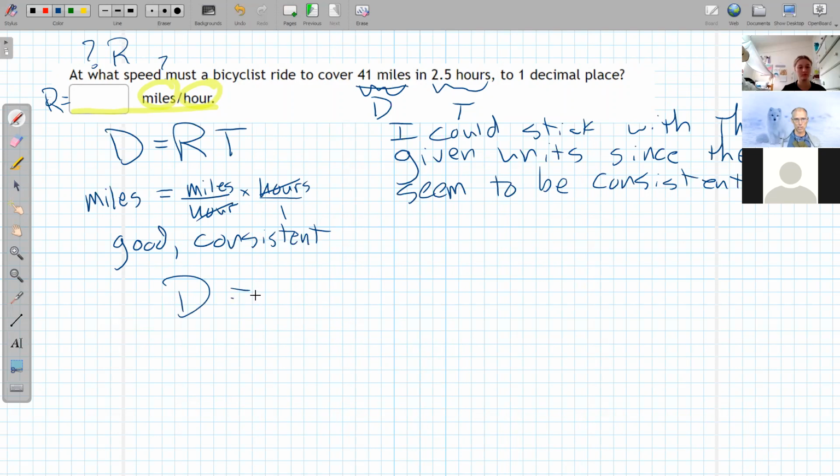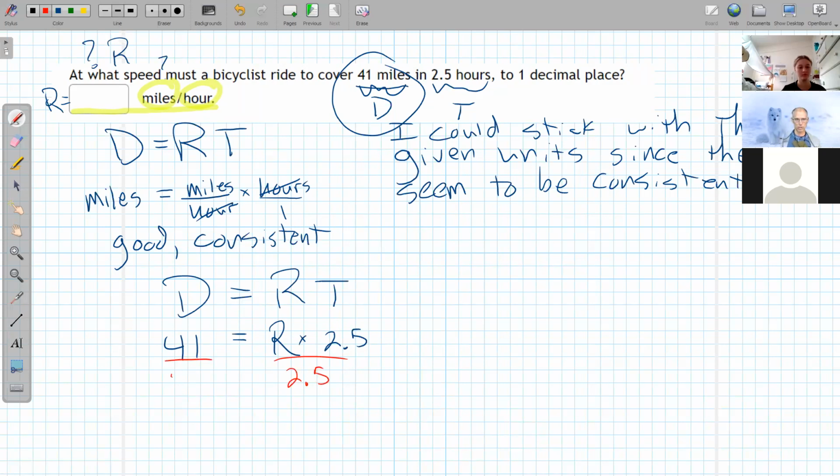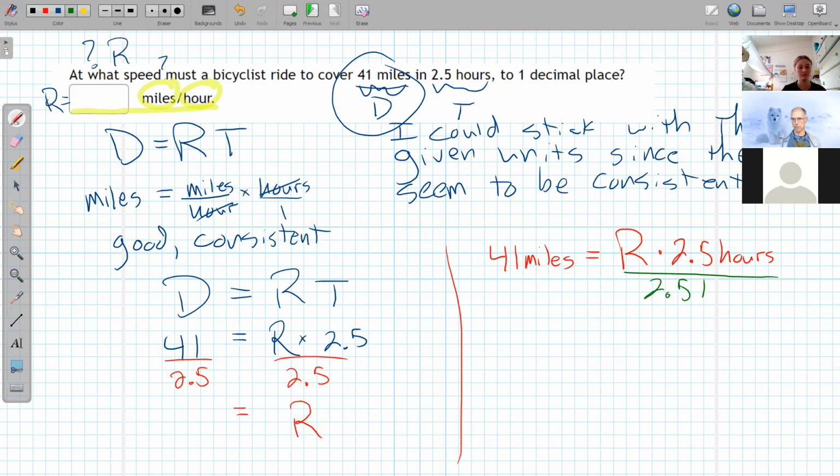So again, I'm going to plug into D equals RT, and I am given D is 41. I'm asked to find R, so it gets to stay R, and I'm given T is 2.5. To solve this, I would just divide by the 2.5. So whatever 41 divided by 2.5 is, should be my R. If you're still worried about the units, you could write everything in with units. So alternately, I could have written 41 miles equals R times 2.5 hours. And then to solve that, I would divide both sides by the 2.5 hours to get R alone.